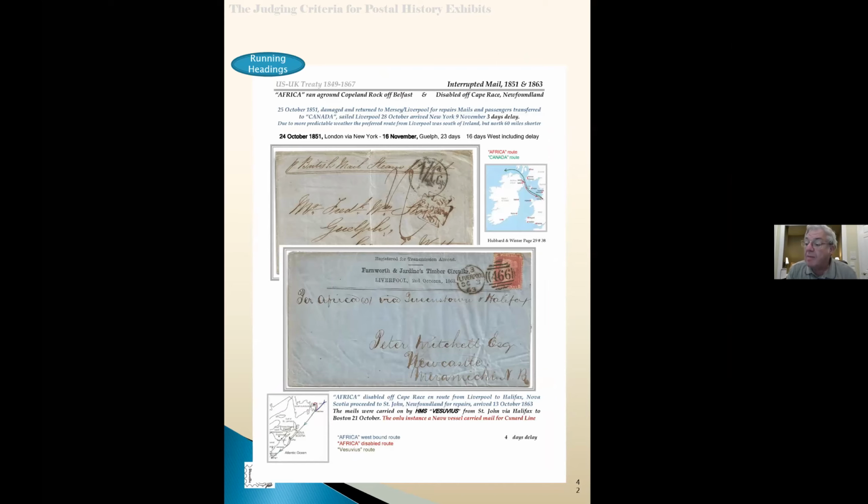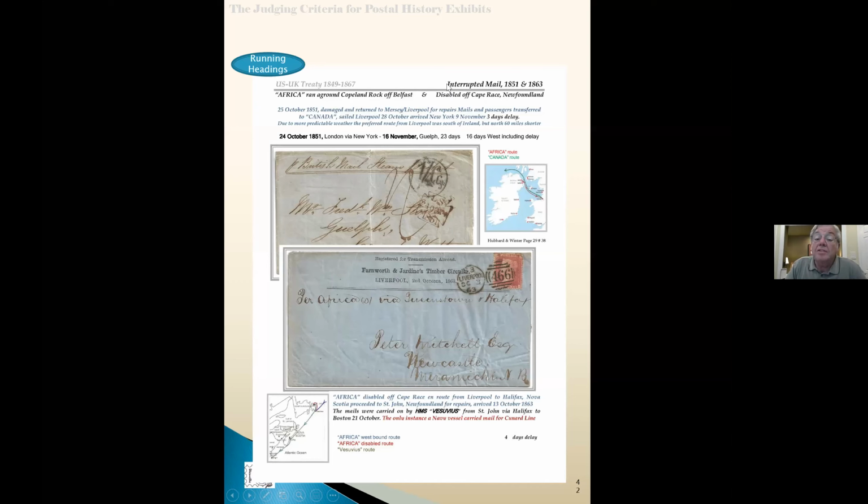Here is a page where the exhibitor uses maps to explain his exhibit. This is an exhibit of interrupted mail. Above the line, he's taking US-UK Treaty of 1849 to 1867, and he fades it. It's not in bold text.